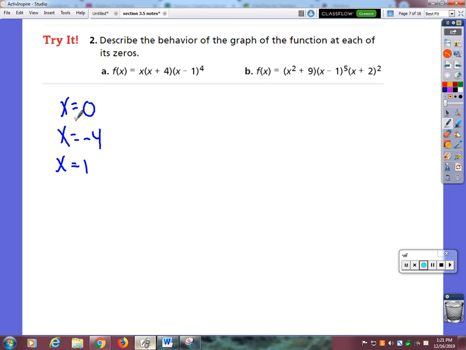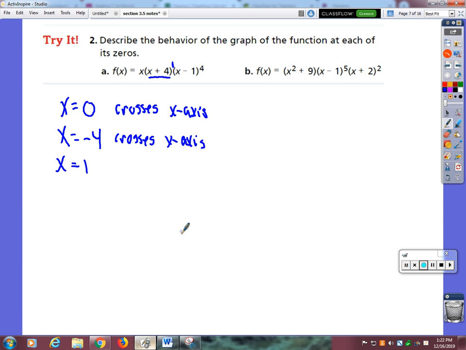Does it cross or does it turn? It crosses because this exponent was 1. So right here it crosses the x-axis. How about at the zero x equals -4? We're not worried about the number itself. We're worried about the exponent that goes with the number. So if I look at this factor right here that gave me the -4, this is to the 1st power, which is odd. So the graph will also cross the x-axis at x equals -4.